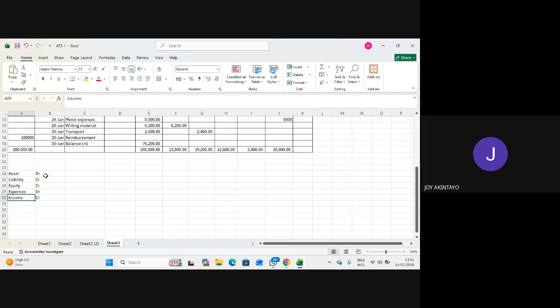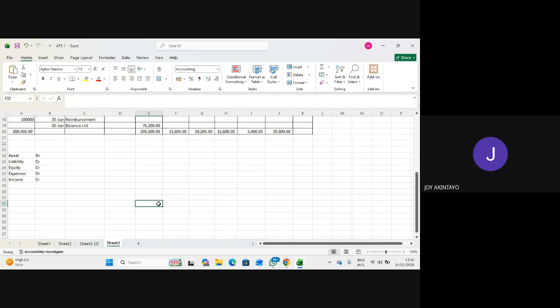So when you want to classify, you classify your item according to the element of the financial statements. Those items that you need to classify as assets: can you give me one example of assets? Because we have two types of assets. Assets can be classified into two.